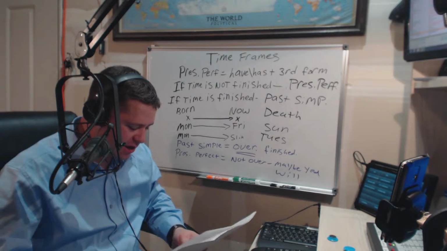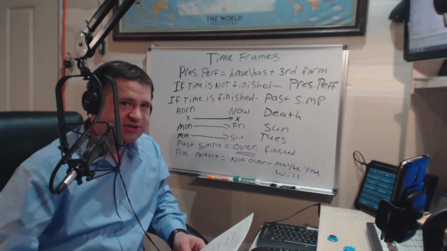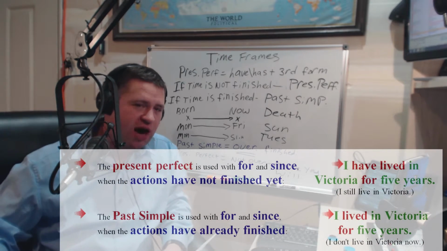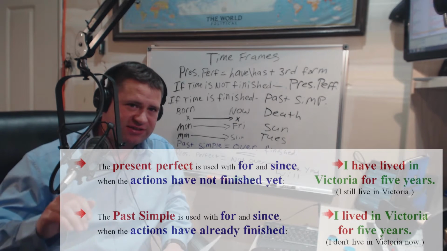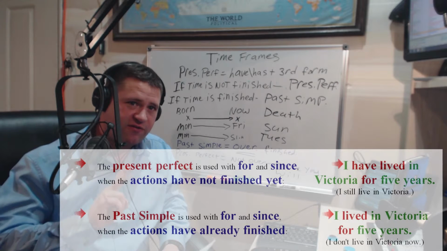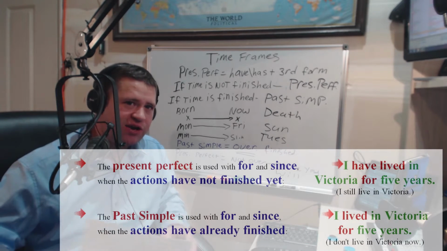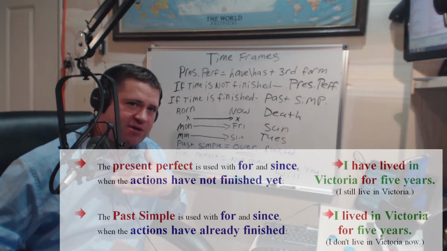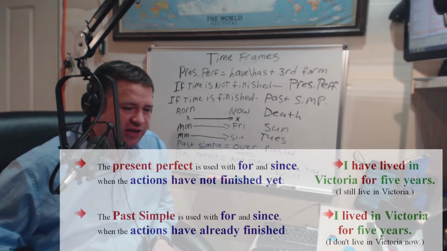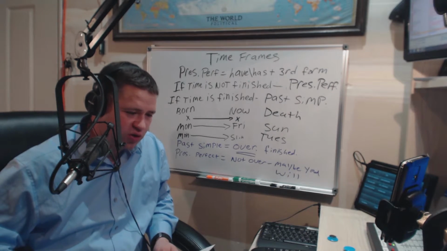Okay? The other thing that you can use this with is with for or since. Because again, we're talking about time periods. Now, right now, I live in the city of Fort Collins in the state of Colorado. And I've lived here for 2 years. Because I haven't moved, I haven't gone anywhere, my living here is still in progress. So I can say I've been living here since 2013, or I've been living here for 2 years.